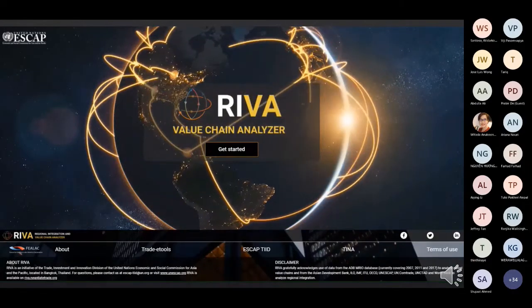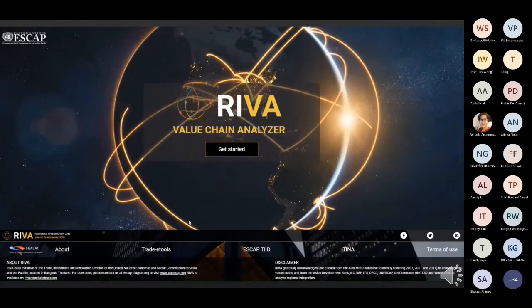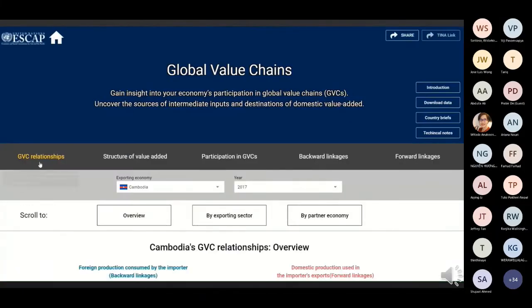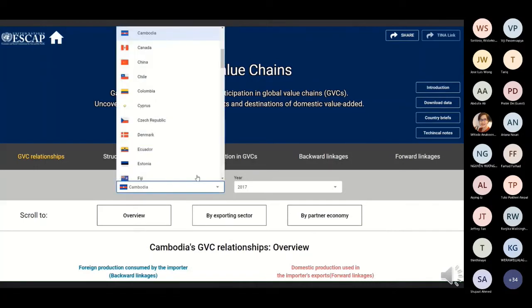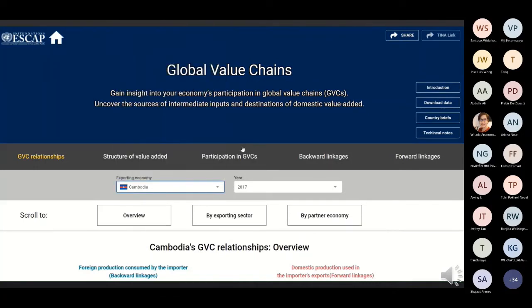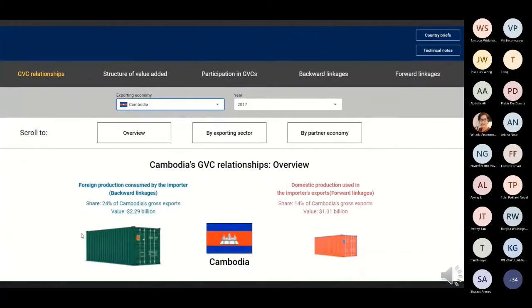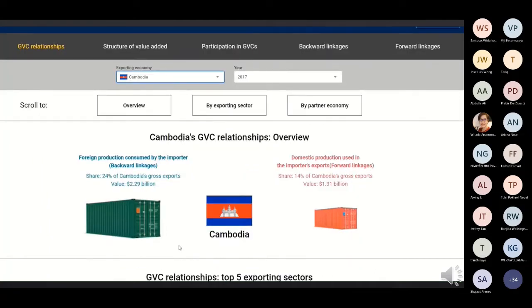But with Riva, it will be just a few clicks. If you enter into Riva and go to the GVC Relationships section, just choose economy and year of interest. For example, I put Cambodia and 2017. In less than 3 clicks, you can see backward compared to forward linkages. For Cambodia, GVC participation is much more on backward linkages than forward linkages. This tends to show Cambodia generally sits at the relatively downstream part of the value chain.